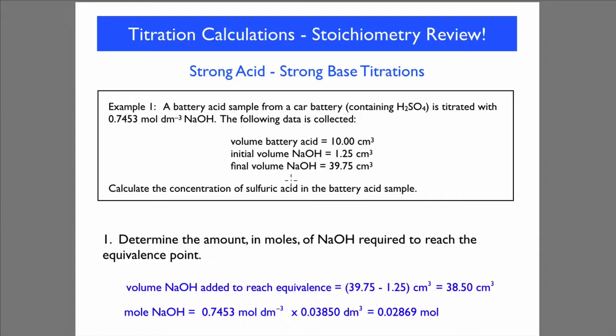So it'll be a few steps. Step 1, we'll determine the amount in moles of sodium hydroxide required to reach the equivalence point. First of all, how much volume did we use? We start there, end there, so we use 38.50, taking one away from the other. We've got the volume, so we now need to know the concentration. So CV, concentration multiplied by volume, will give us the amount of moles. There's the reaction that we're looking at.